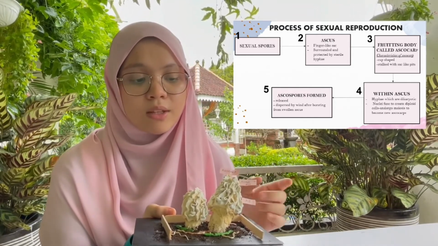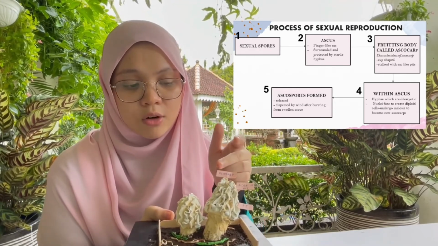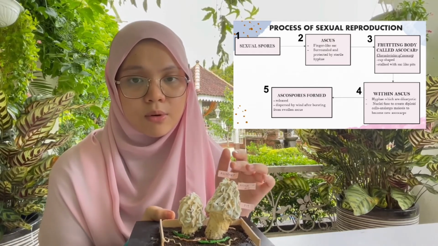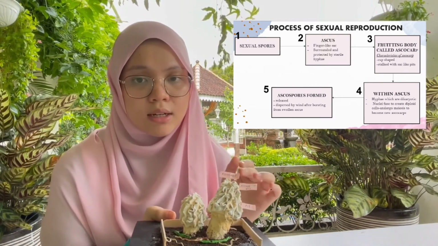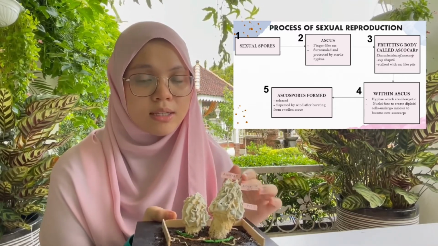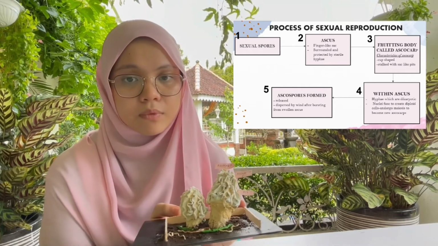In a fruiting body, the fruiting body is an exposed cup, as you can see in this Morchella over here. The fruiting body has characteristics such as being cup shaped, and it is also stacked with pits, like in this Morchella esculenta.